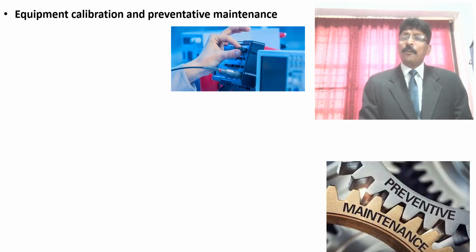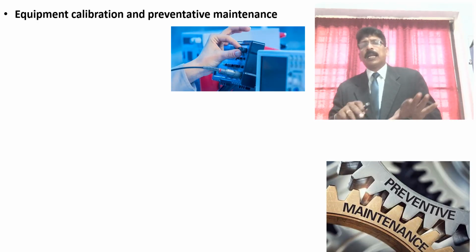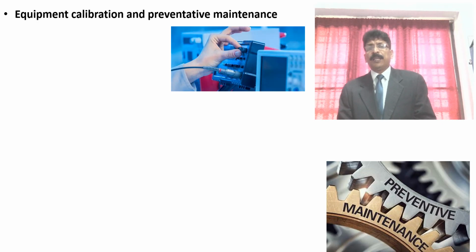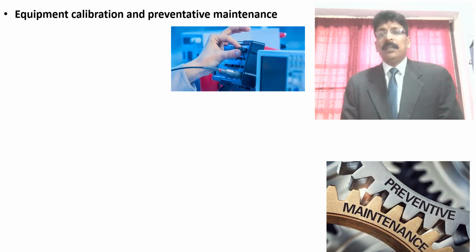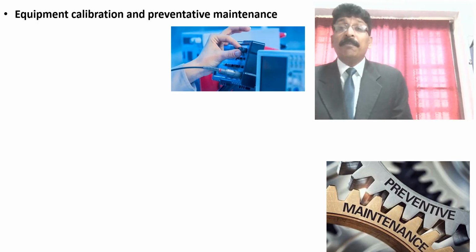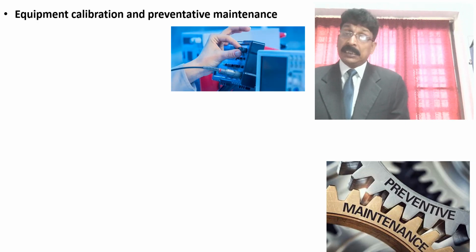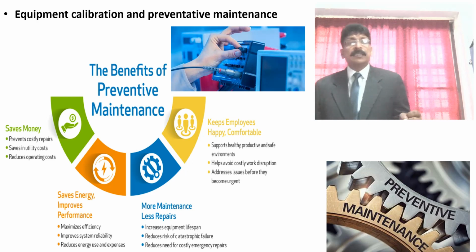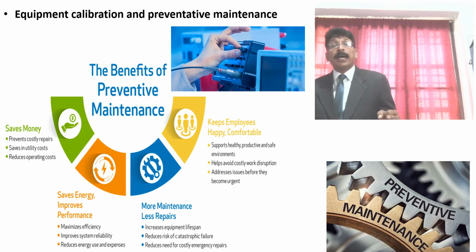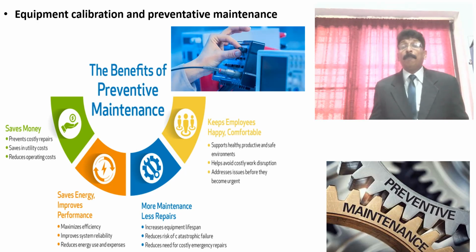And preventive maintenance. We say preventive maintenance means they both are on the same pulley which moves, that's why this picture is shown for you. Even when you look on the internet, they will show that preventive measures and maintenance for machinery are very important for an industry. That is equipment calibration and preventive maintenance. Benefits of preventive maintenance: save money, save energy, more maintenance, less repair, and keeps employees happy and comfortable. How does it keep employees happy and comfortable?